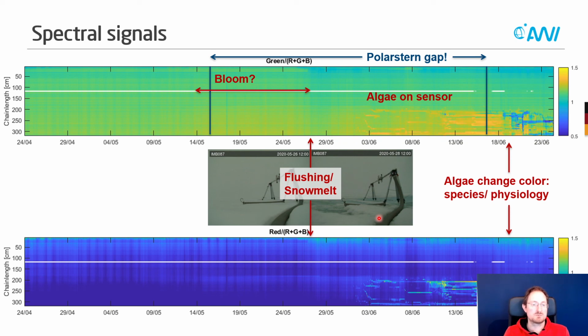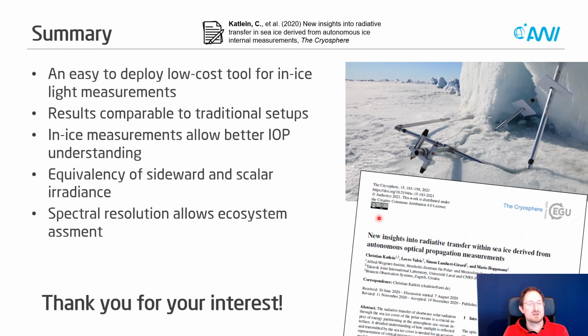But these platforms really enable us to look in detail into the biooptical characteristics of sea ice and the attenuation in sea ice. To sum up, this light chain is an easy and low-cost tool for in-ice light measurements. The results are very comparable to traditional setups, with the advantage that we get multispectral measurements inside the ice, which so far we were not able to. This allows us to improve our understanding of inherent optical properties by feeding these data into radiative transfer models and inferring the optical properties. We also found this equivalency of sideward and scalar irradiance, which is very useful to understand the light field in sea ice.